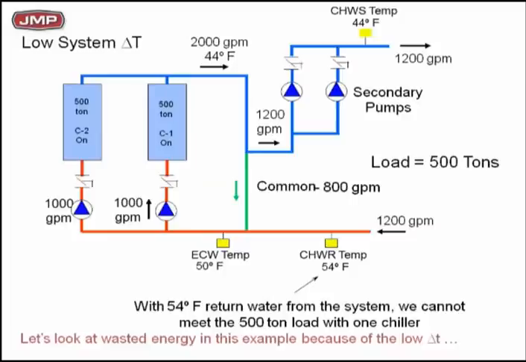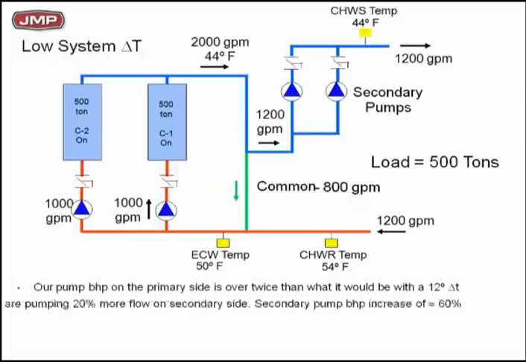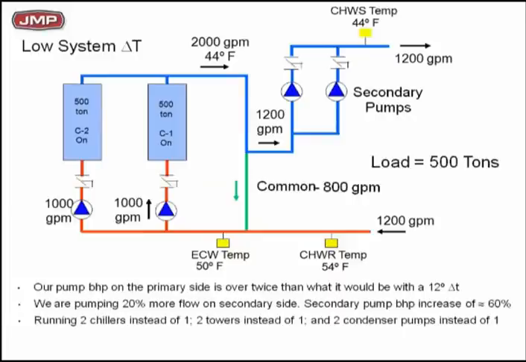Nothing to do with primary secondary. This is because you're not giving me 56-degree water back. You're giving me 54. What does that do to you? Look at all the wasted energy going on in this thing. We got to run two chillers to make 500 tons. So we're double pumping the primary side. On the secondary side, instead of pumping 1,000 GPM, we're pumping 1,200. Friction goes up. I got more pressure drop.